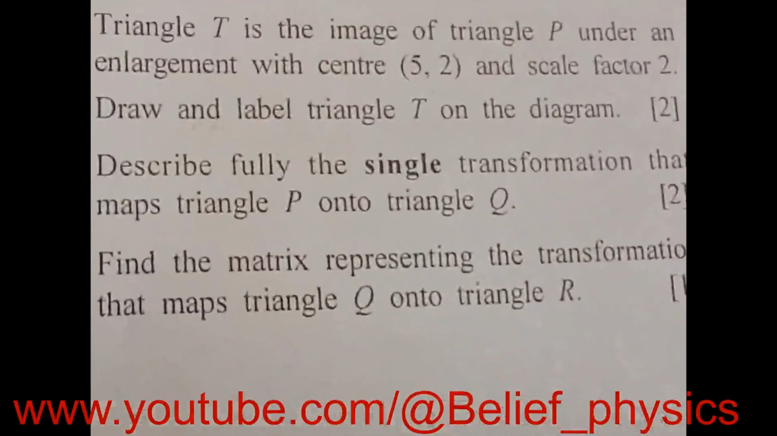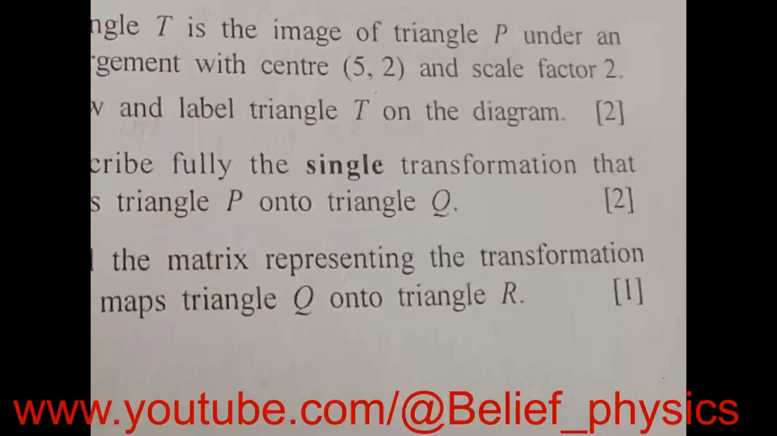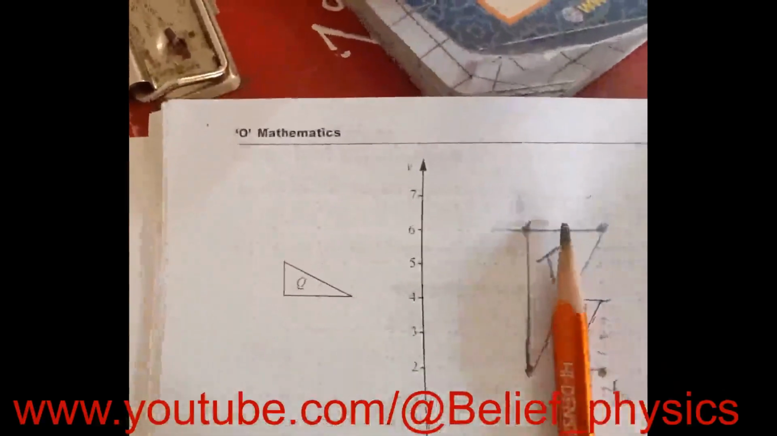We have to describe fully the single transformation that maps triangle P onto Q. Okay, and this is Q. Q is the image of P under some transformation. Now look here, it is quite easy. If we rotate this object 90 degree clockwise, then this line will be here. So it is 90 degree clockwise.